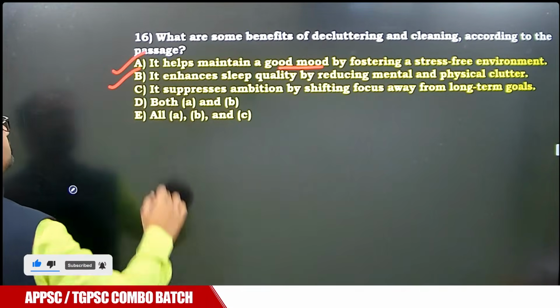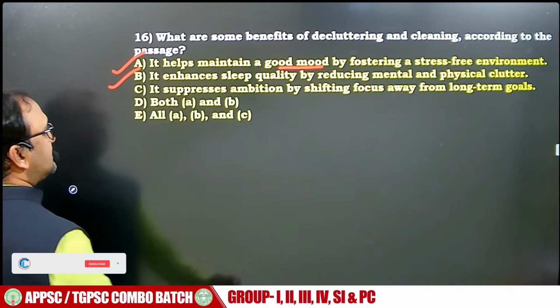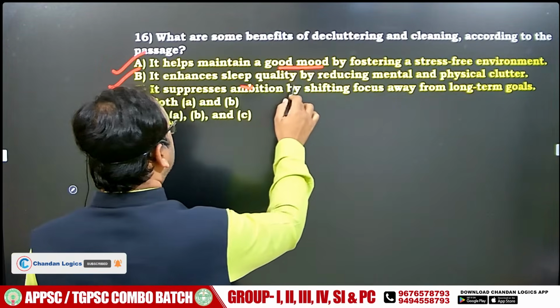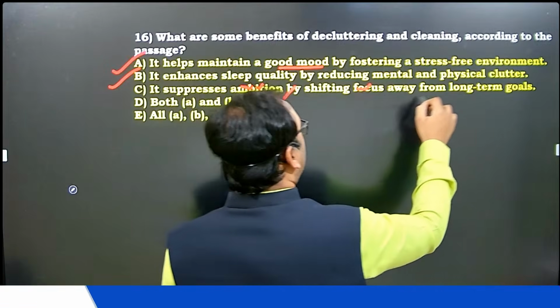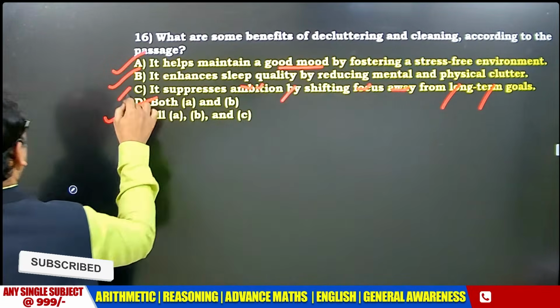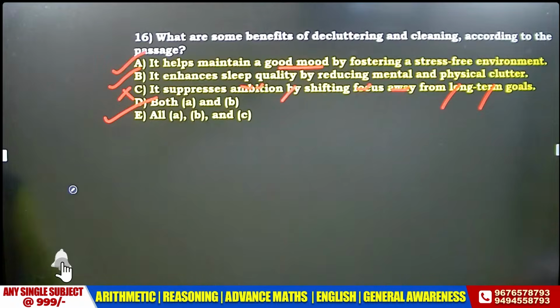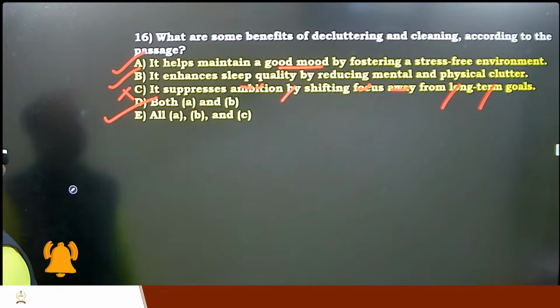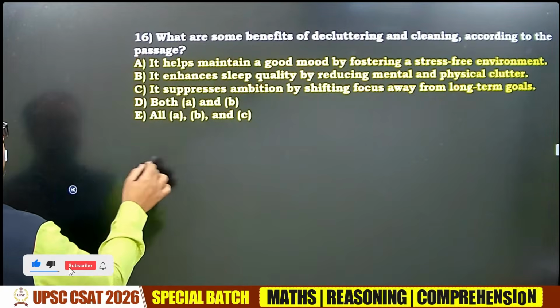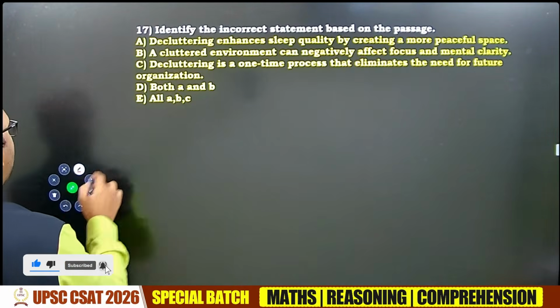You enjoy, no? It suppresses ambition by shifting focus. Arey yaar, what is this? The whole third sentence is nonsense. He has never mentioned anything about it. So both A and B. Only A and B. If you keep your house very neat, you will have a good mood and also good sleep. Mental and physical peace. Identify the incorrect sentence.